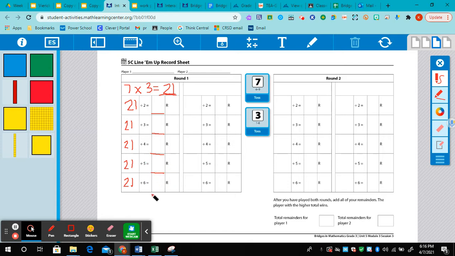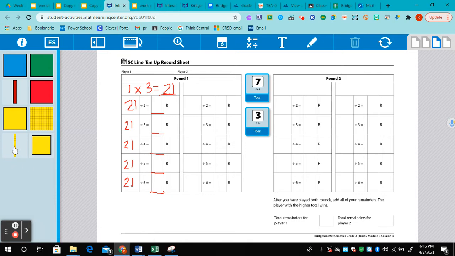Now, from our little video with bugs and everything, we talked about remainders. If there are any remainders, you will put it next to the R. So first, though, I have to get 21 tiles. To help me out here, I can actually use my base 10 blocks, which will give me 10, 20, and then I can use a little guy here, which would be 21.